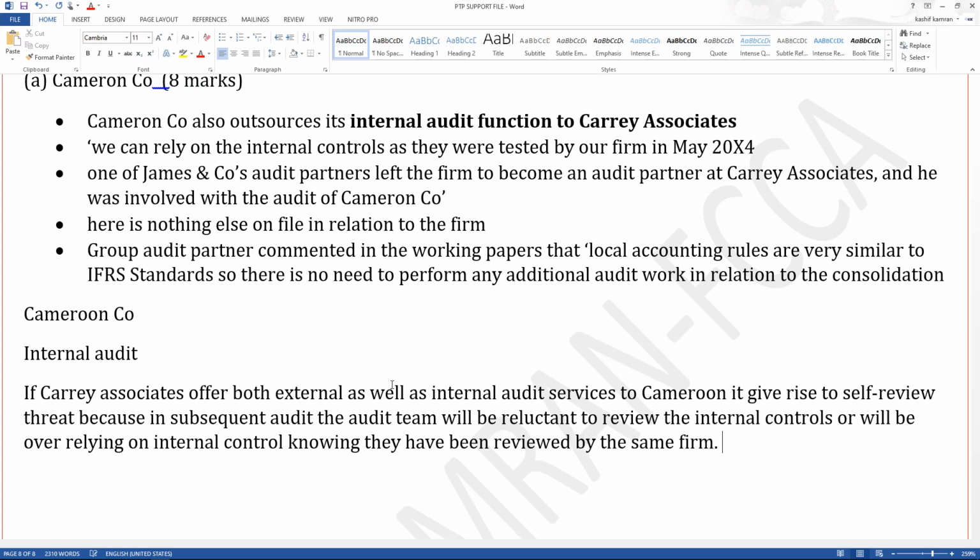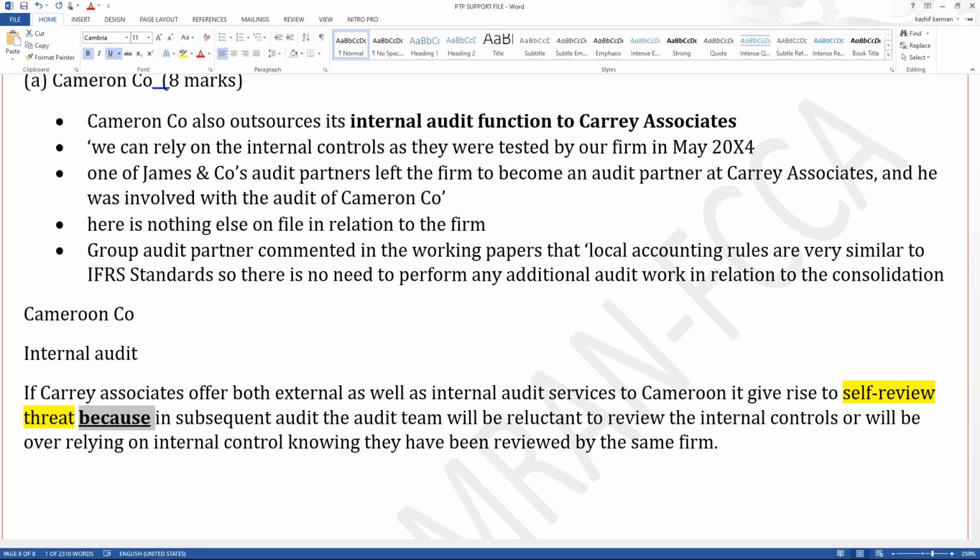So will you become reluctant when you come to the audit in the subsequent years? You will not be performing any check and balance on internal controls, or you will be over relying on the internal controls knowing they have been reviewed by the same firm. Is that an explanation of a self-review threat here? So every time you write self-review threat in the exam paper, you will not get any marks if you just pick up the threat, till the time you write because, because the because is the explanation of the threat. See my explanation of the threat.